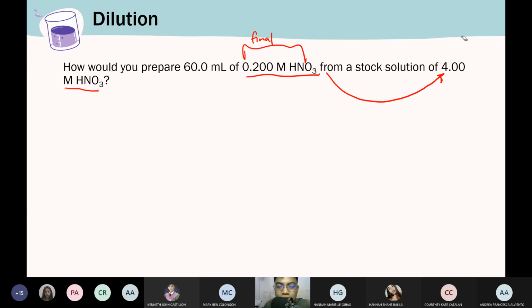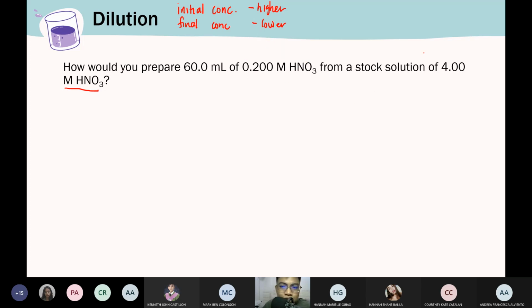Also, something to keep in mind that the initial concentration is always higher. Higher siya. And yung final concentration, ito yung lower. Okay? So, laging tandaan yan. Yung mataas, yun yung initial. And yung mababa, yun yung final.